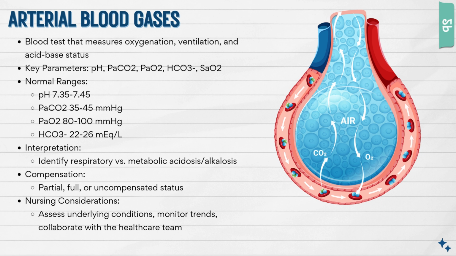So nursing considerations for ABGs. What do you need to include? So you need to assess for those underlying conditions that are causing the imbalances. You need to monitor for trends over time. You need to collaborate with all the healthcare team to adjust the treatment plans accordingly. So this might be ventilator settings.